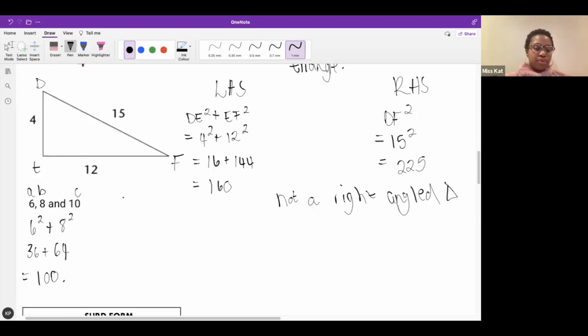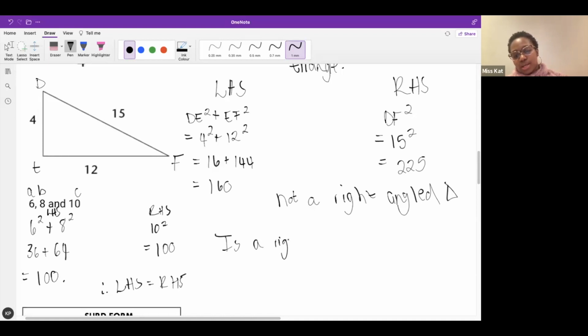Beautiful. And then on the other side, we're going to go to the hypotenuse, which is 10. 10 squared equals 100, which means the triangle is a right angled triangle. Therefore, left-hand side equals right-hand side, which means this is a right angled triangle. Thank you very much, Khomotso. That was beautiful.